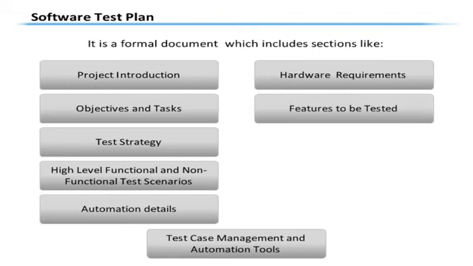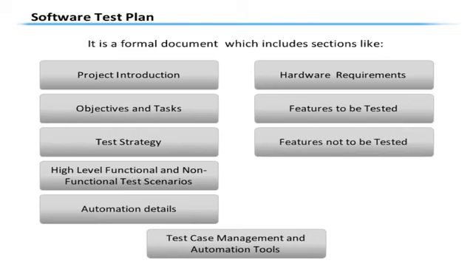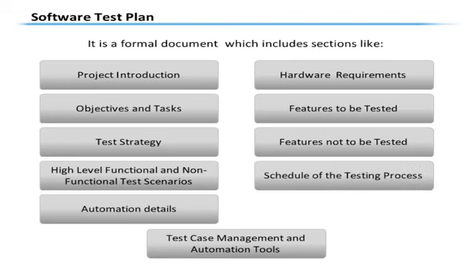The features to be tested should include a brief description of the functionality under the test. The features not to be tested is a brief description of the functionality which is not to be tested. This section should describe the valid reasons for non-testability of the features. The schedule of the testing process should include the detailed project plan, which mentions activities to be performed, the start date as well as the end date of every project activity, and the number of resources working. Generally, the project schedule is prepared using standard software like Microsoft Project.